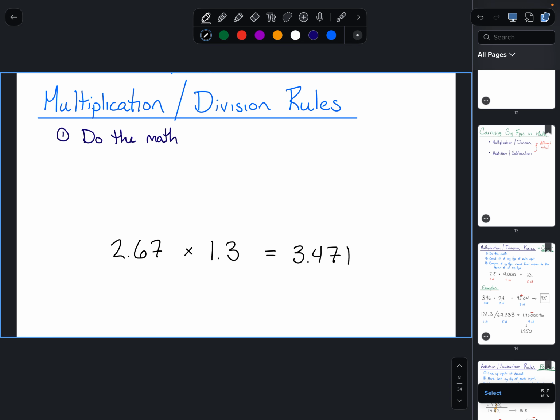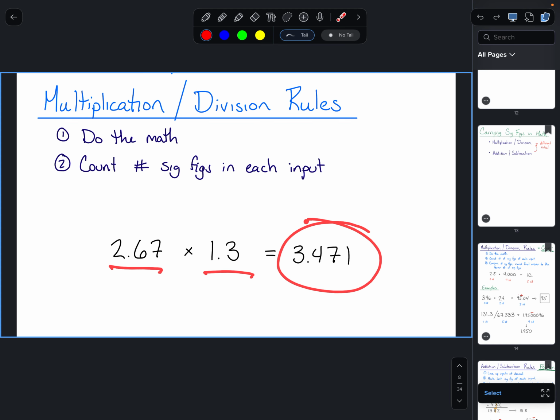All right, but now I need to report this answer. I'm not going to put a box around it yet because I'm not done with it. I need to report that answer to the correct number of sig figs. And for multiplication and division, what we're going to do is we're going to count the number of sig figs in each of our inputs. All right, what do I mean by my inputs? What's an example of an input in this calculation? The 2.67. What's my other input? The 1.3. The answer is my output, right?